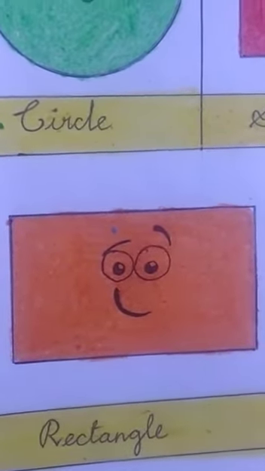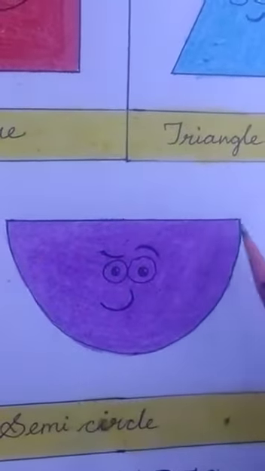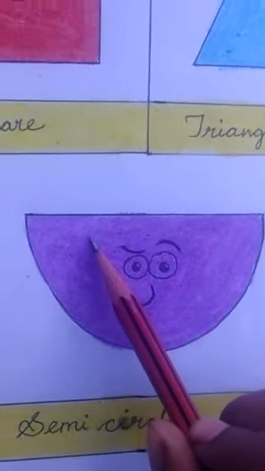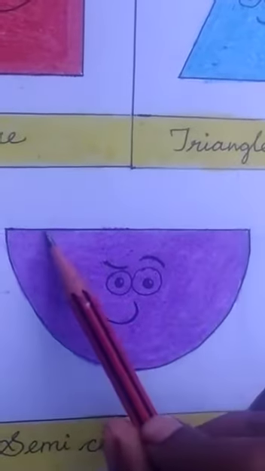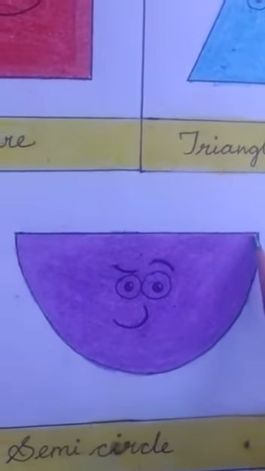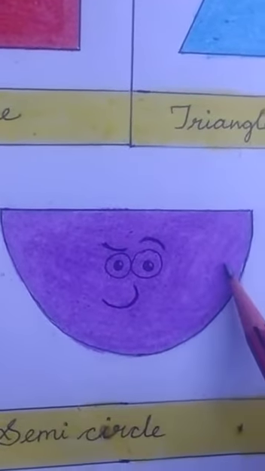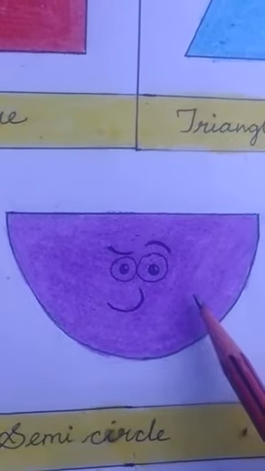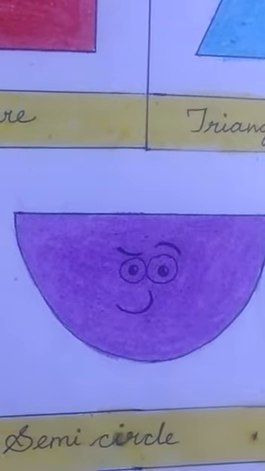The next shape is semicircle. It is a half circle. Look at this. If we divide a circle into half, it is called semicircle. Yes, children, a sliced watermelon, rainbow are semicircle in shape.